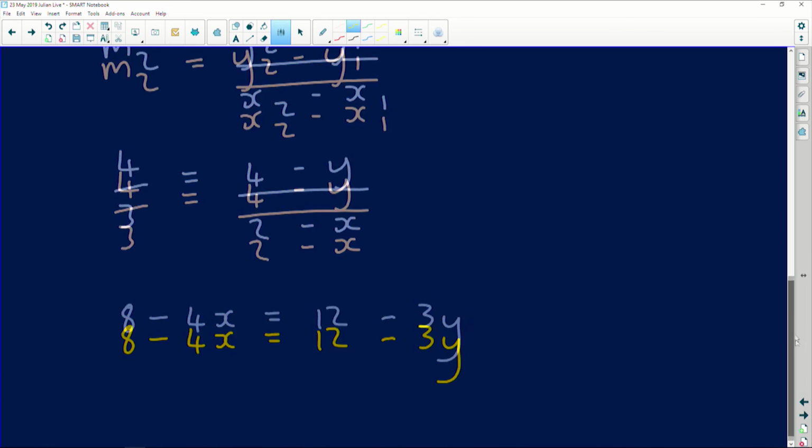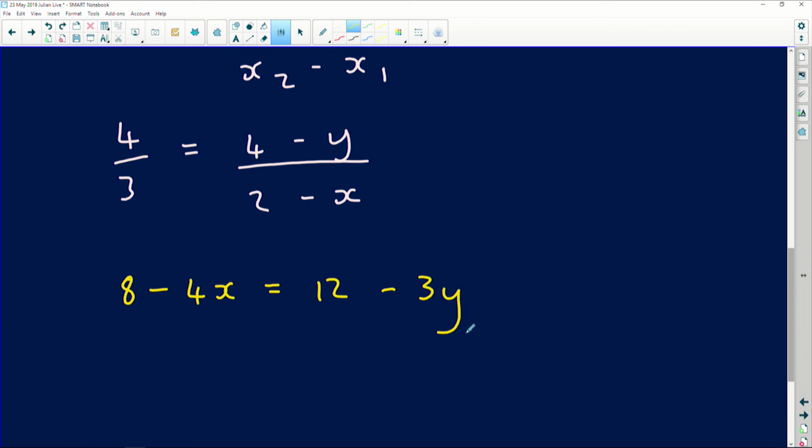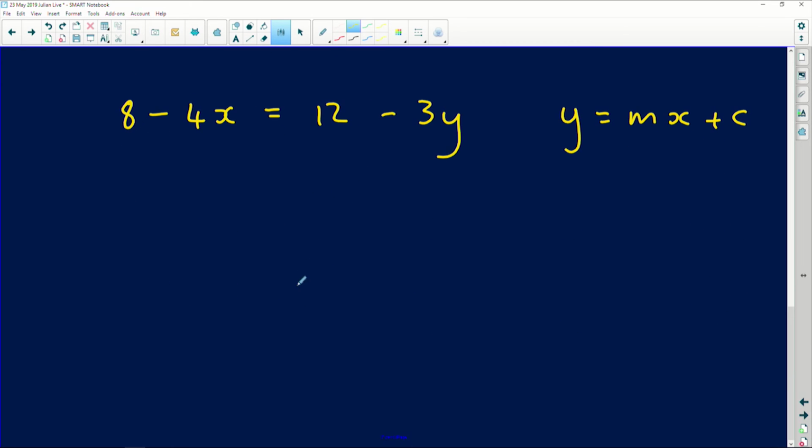Okay, so at this point in time, I have this scenario. I need to then make y the subject of the formula because I like to keep my equations of straight lines in y equals mx plus c form, the standard form. So to do this, I'm then just going to do 12 minus 8. Actually, no, let me do this another way. Okay, let me keep all my variables on the one side so I don't confuse you guys.